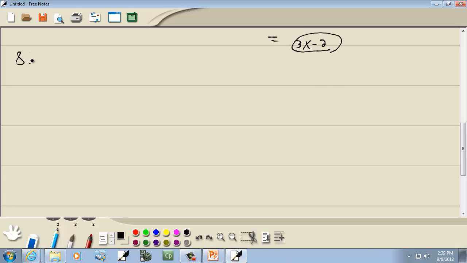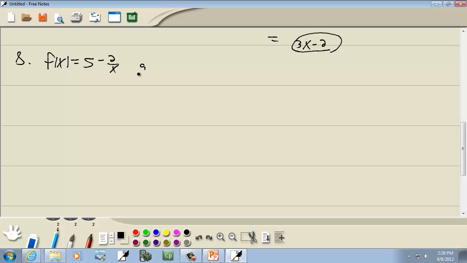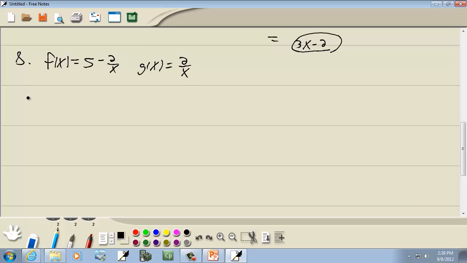Okay. We've got f of x is equal to 5 minus 2 over x. G of x is equal to 2 over x. Well, I want to find f plus g, so I want to put parentheses around my first function, 5 minus 2 over x, plus, and then parentheses around my second one, which will be 2 over x. Now these parentheses aren't doing anything, so I can drop them. And actually, negative 2 over x plus 2 over x, they have the same denominator, and if I add together the top parts, negative 2 plus 2, they give me a 0. So they cancel each other away. So this one works out really nice.